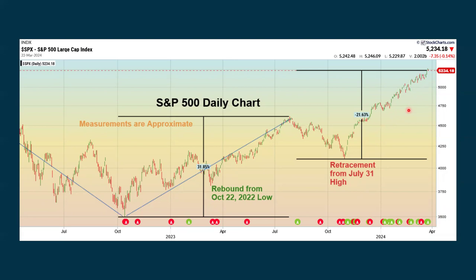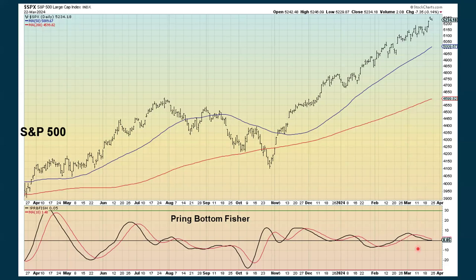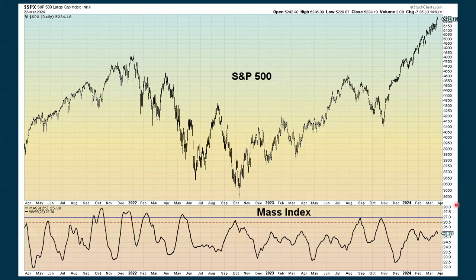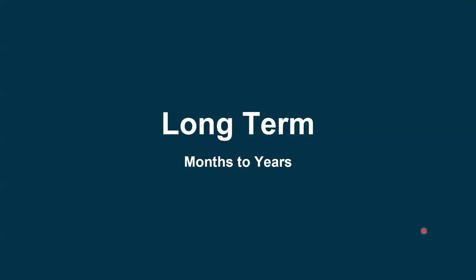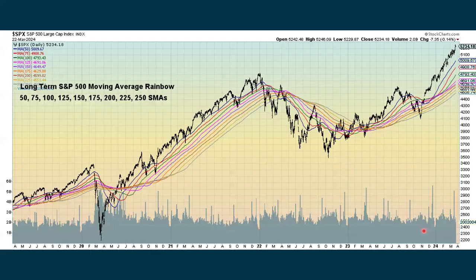This is the Pring bottom fisher, which is not generating a signal right now. When we're really going down, sometimes this can be helpful to help us find some kind of a bottom in the market. Well, we continue to go up, so this indicator hasn't been helpful. The mass index also is not generating a signal right now. It starts to generate a signal when we get to the red dashed line or the blue line, and we're far away.